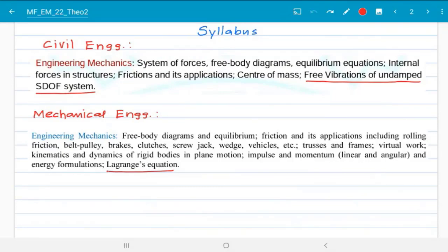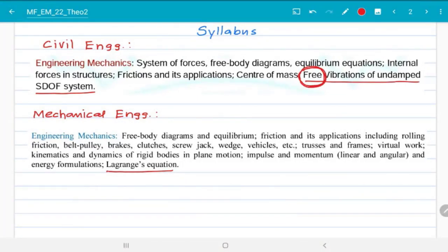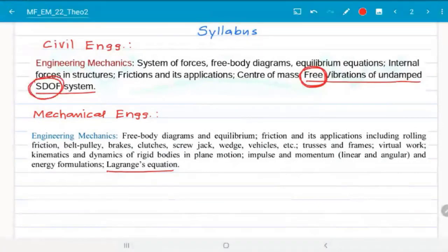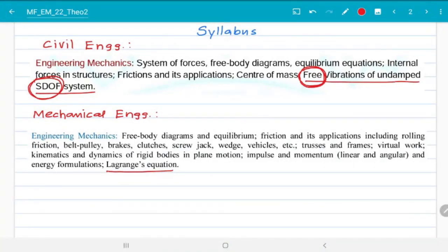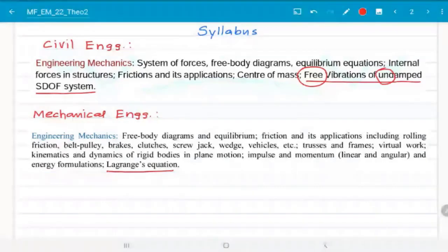But in your civil engineering syllabus, you have free vibration only. In the same time, single degree of freedom system only. There is a chance for multiple degrees of freedom, there is a chance for forced vibration, there is a chance for damped vibration also. But in all the cases, we have the starting level information. Free or forced vibration, only free vibrations. Damped or undamped, only undamped vibrations. Single degree of freedom or multiple degrees of freedom, only single degree of freedom.